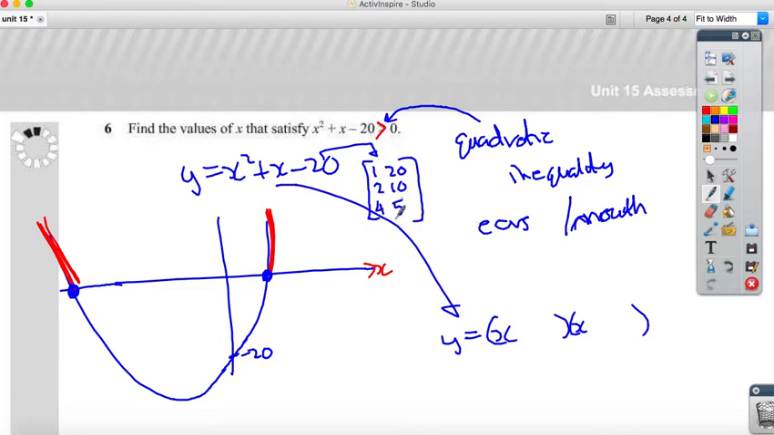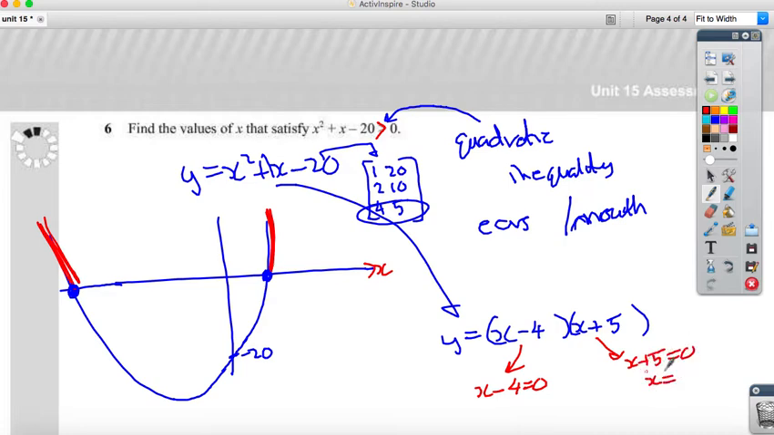You need to combine a pair of these to make positive 1. The only pair that will work is 4 and 5. And to get positive 1 out of 4 and 5, it must be x minus 4 and x plus 5. So once you know that you've got it written like this, you know where it crosses. It crosses when x minus 4 is 0, and when x plus 5 is 0.